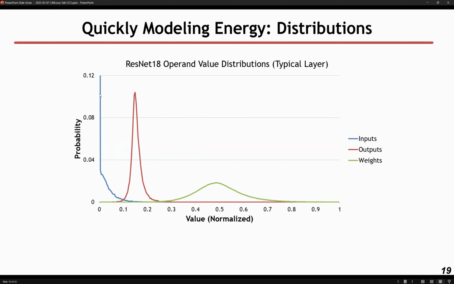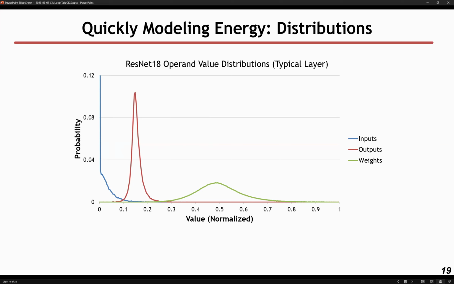And then finally, your inputs are a right skew distribution. And this is common across deep neural network layers in ResNet 18. It's found across many CNNs. It's found across different transformers and many different types of models. So this is something that we can reliably use to estimate energy.